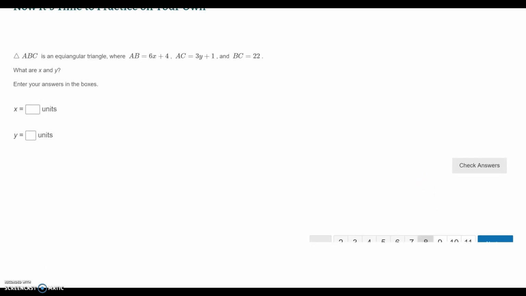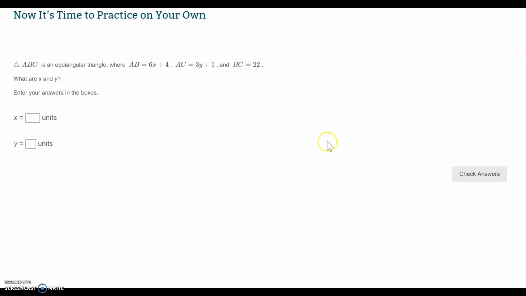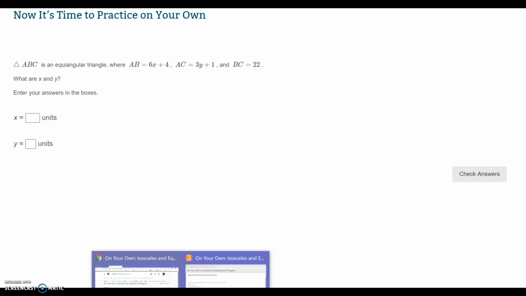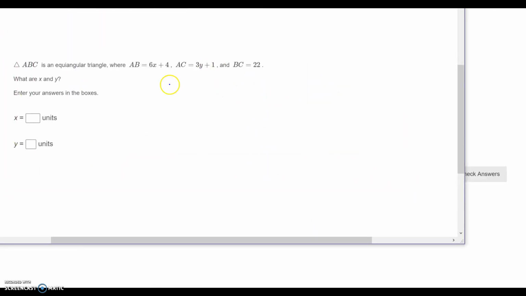We're going to skip. Oh, this is an equilateral. Just want to make sure we did some equilateral. So an equiangular triangle also has equal sides. So if BC is 22, that means that AC is also 22, and AB is also 22. So we have to just set these equal to 22 to find our x and y.